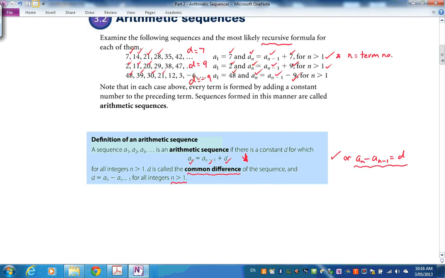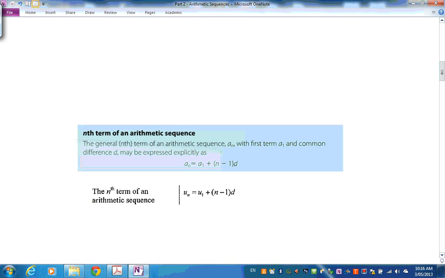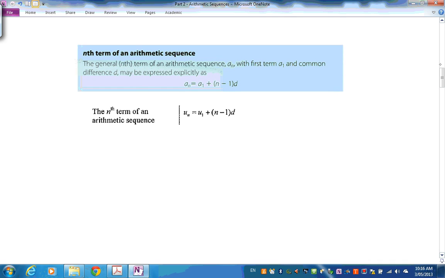Let's come down now and have a look at this idea here, the nth term of an arithmetic sequence. So now we want an explicit statement, don't we? We don't want to have to generate the terms from the one before. Can we go straight to a term? So we've already looked at this a little bit. Any term is the first term plus (n-1) times the difference.